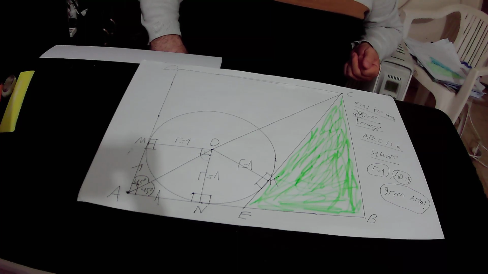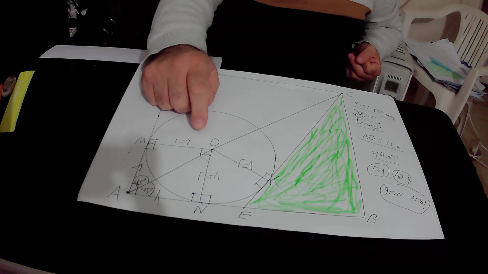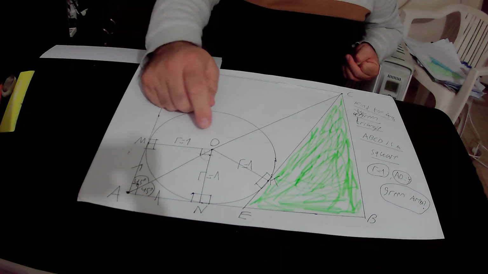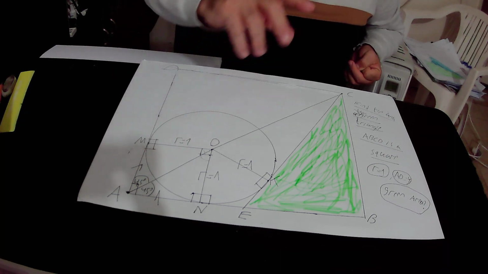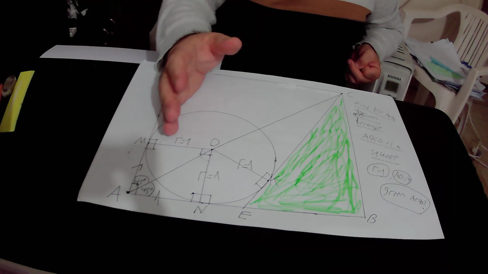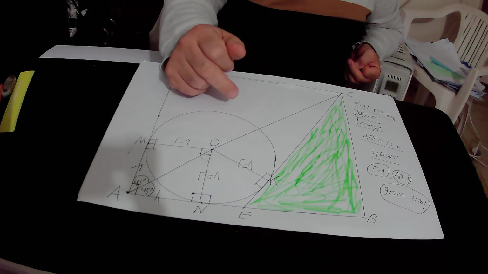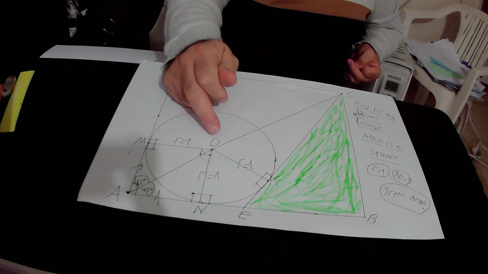The only possibility that angle CAB will be equal to angle OAB is that the diagonal CA passes through point O. Otherwise, if the diagonal CA doesn't pass through point O, then angle CAB will not be equal to angle OAB. But because they are equal to each other, we conclude that the diagonal CA passes through point O.